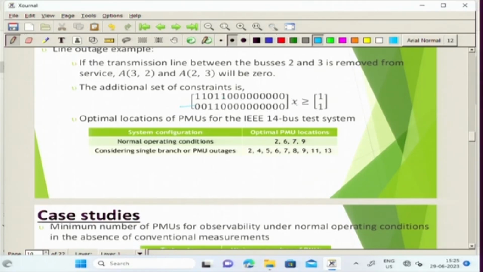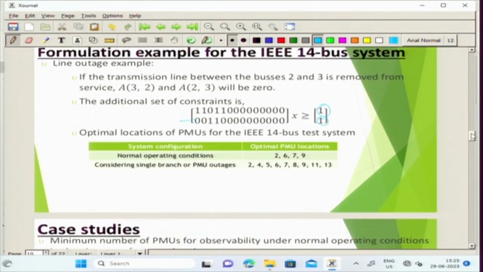Now, this multiplied by x is greater than or equal to 1 1, that indicates at least one measurement should be seen even in such a scenario where we have considered a line being taken out which was earlier connected between bus 2 and bus 3. Then this particular objective optimization problem is being solved to achieve a bare minimum operation, that means optimal PMU locations are identified as 2, 6, 7 and 9 during normal operating conditions.